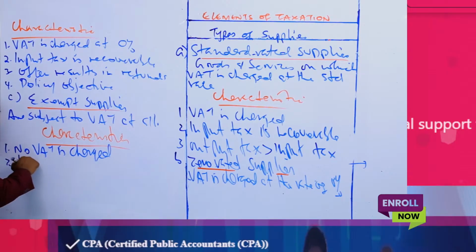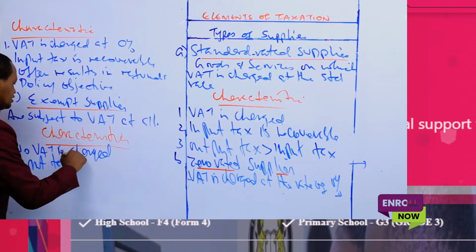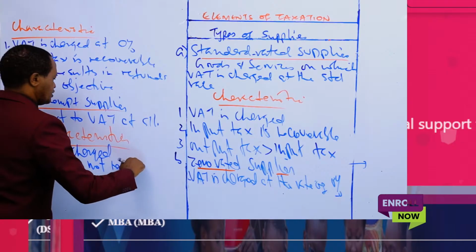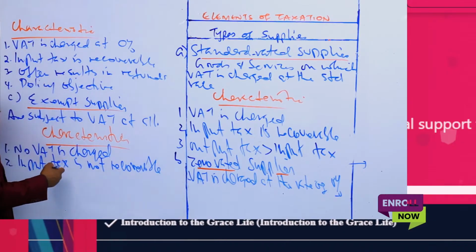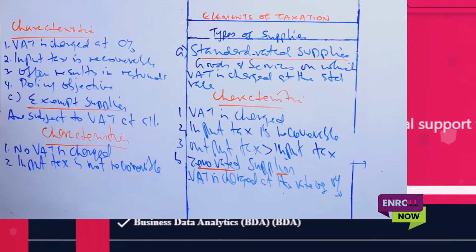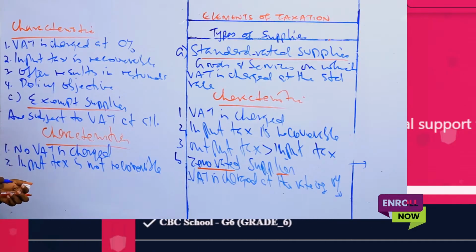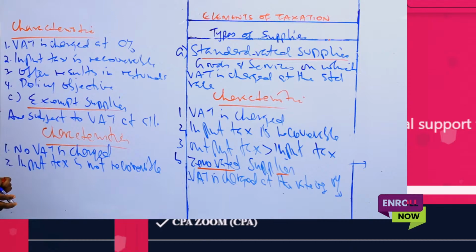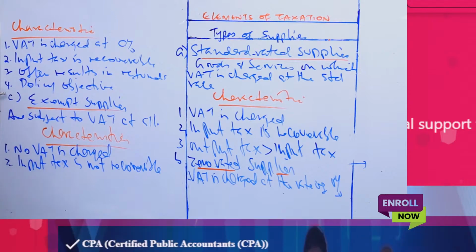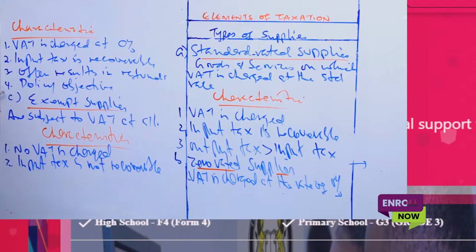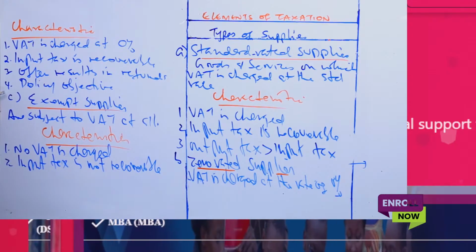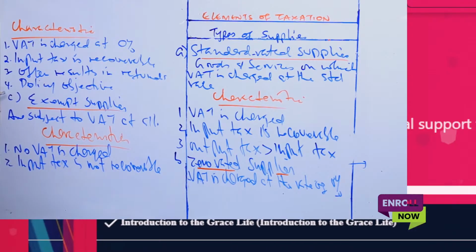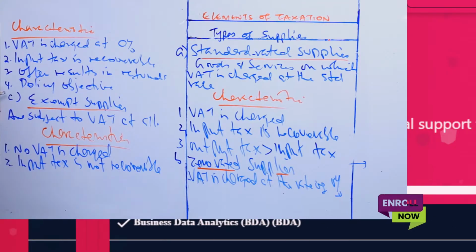Two, input tax is not recoverable. A VAT registered person making exempt supplies cannot claim a deduction for input tax incurred on purchases and expenses used to make these supplies. And therefore, the input tax paid on inputs for exempt supplies becomes a cost to the business.